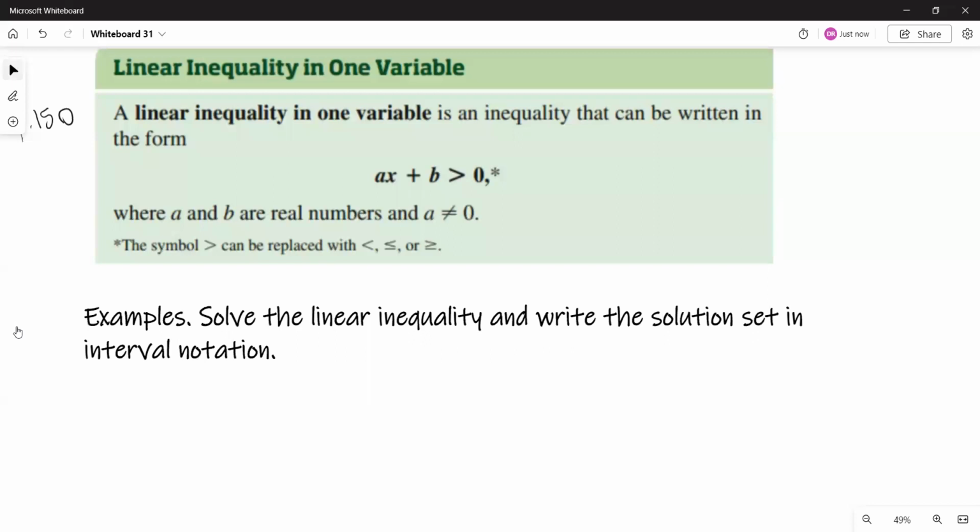Okay, the inequality is 4x minus 13 is greater than x plus 8. So just like we did with the equations, we are going to isolate x on one side.